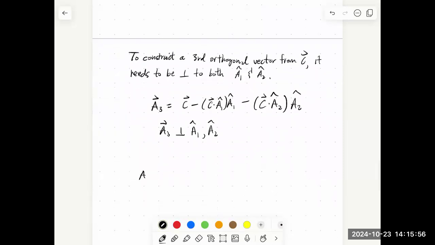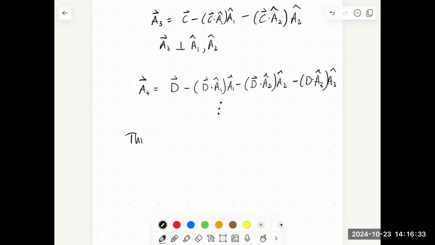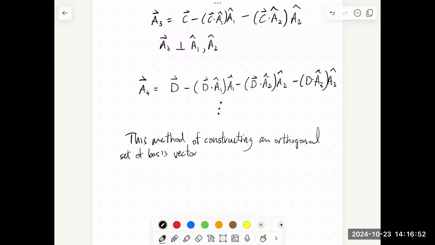And then you could generalize this. So if I wanted to make A4, I would take D and go minus D dot A1 hat in the A1 hat direction, minus D dot A2 hat in the A2 hat direction, minus D dot A3 hat in the A3 hat direction. And you could go on and on and make all these orthogonal vectors. So this method of constructing an orthogonal set of basis vectors is called the Gram-Schmidt method.